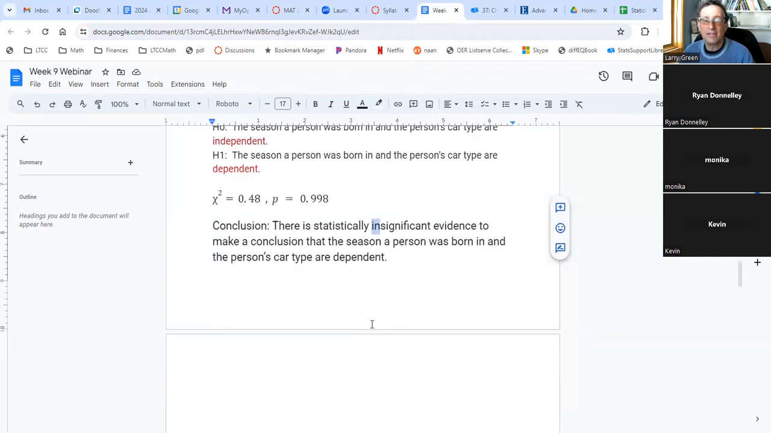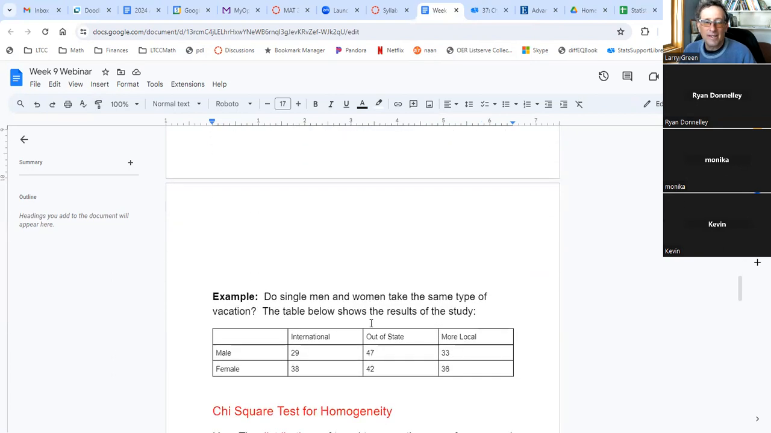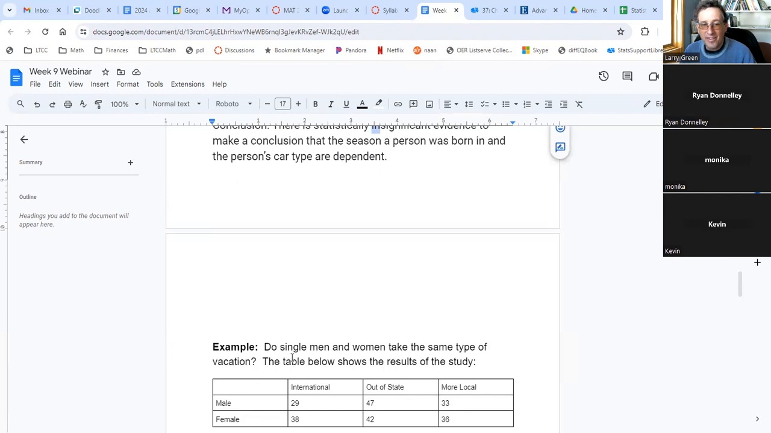Ready for another example? Okay, so the example is, do single men and women take the same type of vacation? The table below shows the results of the study. What do you think? Do you think single men and women take the same kind of vacation, or do you think they have a different type? Instead of type, what word might we use?